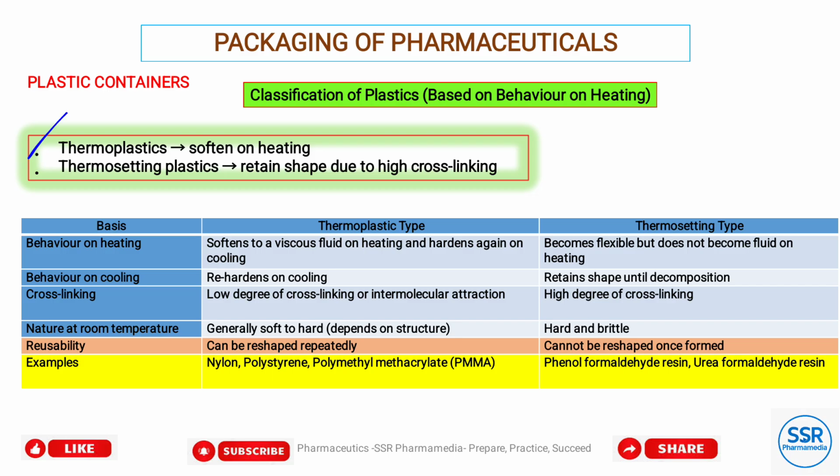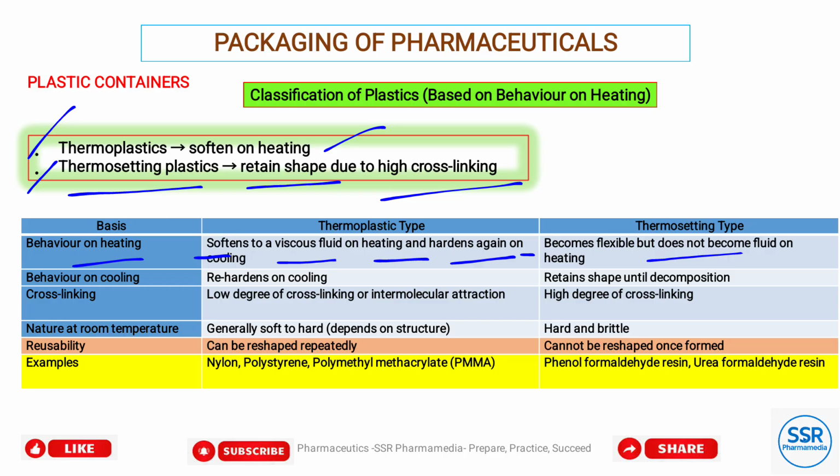So next is what you must know about thermoplastic and thermosetting plastic. Thermoplastic means it softens on heating. Thermosetting plastic retains its shape due to high cross-linking. On heating, thermoplastic softens to a viscous fluid and hardens again on cooling. Thermosetting becomes flexible but does not become fluid on heating, and on cooling it rehardens and retains shape until decomposition.